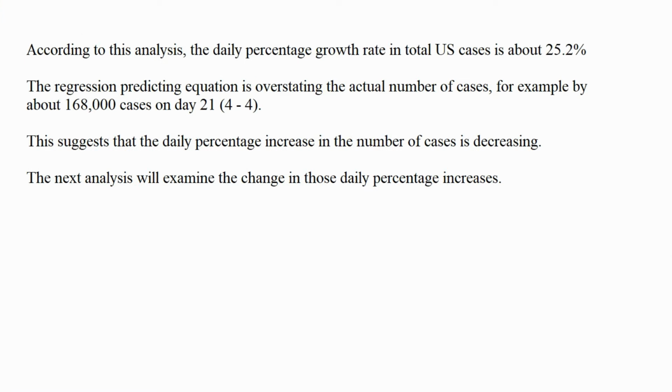According to this analysis, the daily percentage growth rate in total U.S. cases is about 25.2%. We find that the regression predicting equation is overstating the actual number of cases, for example, by about 168,000 cases on day 21, which was the 4th of April. And this suggests that the daily percentage increase in the number of cases is decreasing. The next analysis in the next video will examine the change in those daily percentage increases.